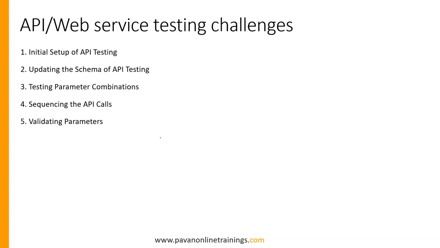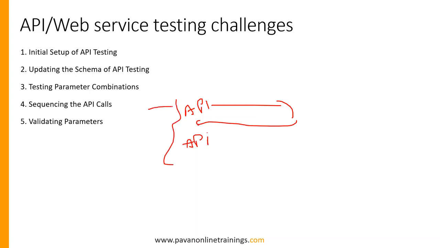Sometimes sequencing the API calls, right? Suppose we send an API request to the server, and whatever response it gives, the same response we have to pass as an input to the next API. So I have two APIs, API 1 and API 2. I have sent one request to the first API. Whatever response API 1 gives, the same response I have to send as an input to the API 2. Okay, so those things will be a little challenging, and a little complex to understand and to do this kind of validations.